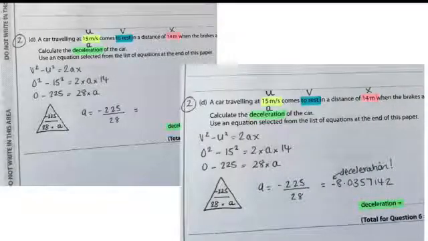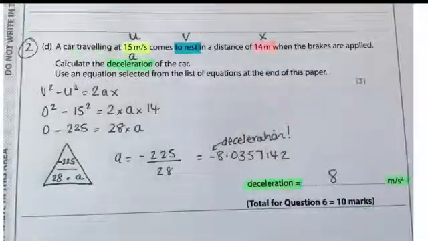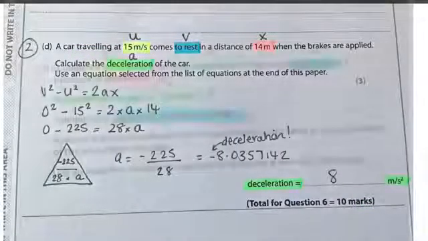So remember here the minus sign is showing us that this is a deceleration, not an acceleration. It's showing us that the rate of change of speed is a rate of change slowing down, not speeding up in this particular example. So the actual deceleration is 8 metres per second squared rounded.